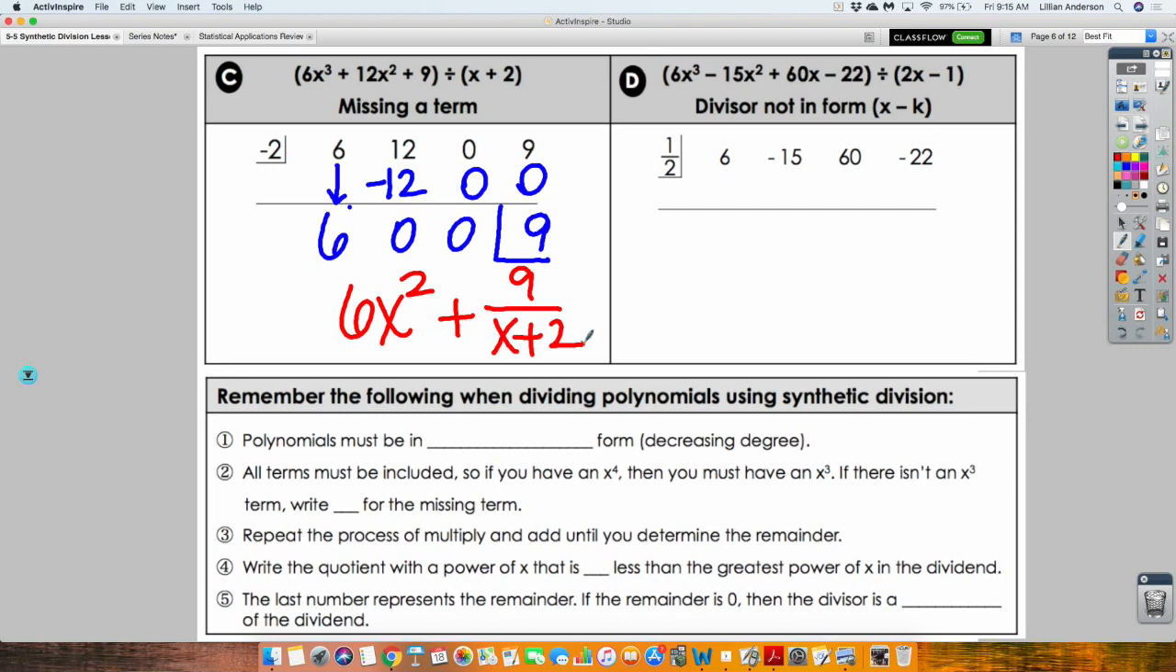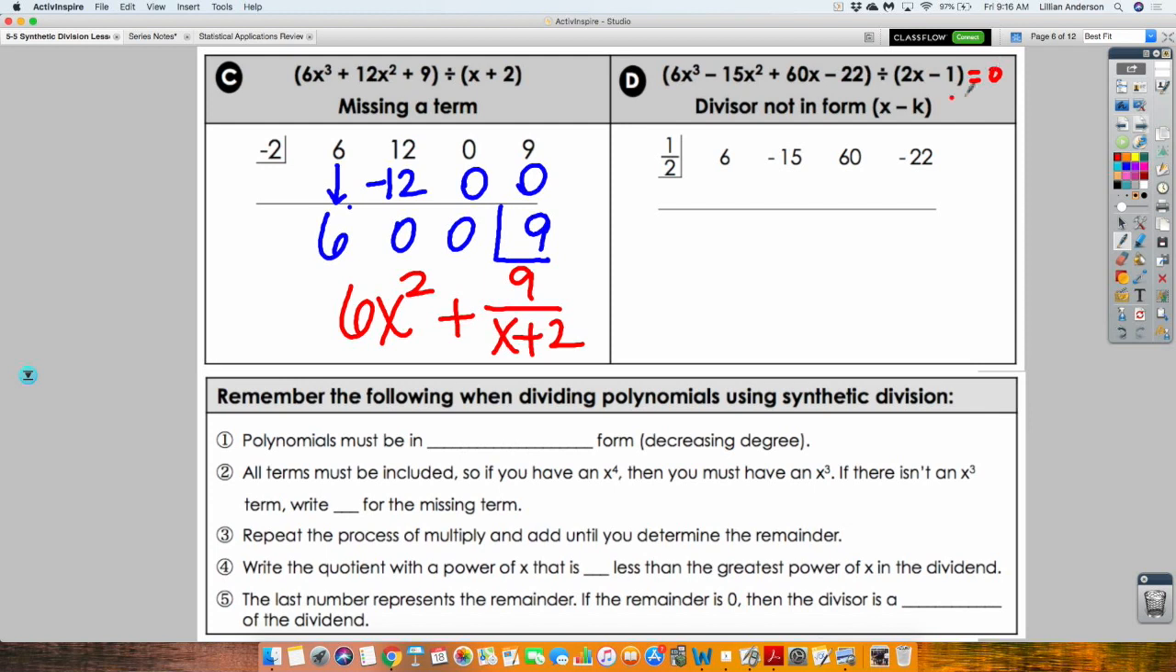Now, D is a little bit different because it represents a division where the divisor is not in the form of x minus k. It's actually in the form of ax minus k, where there's a number in front of your x. So you do have to do these a tad bit differently. It's only different in two spots.